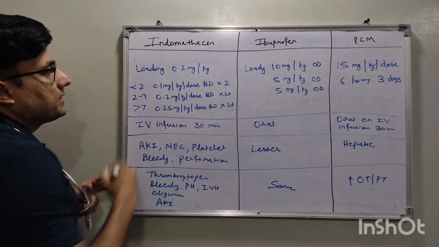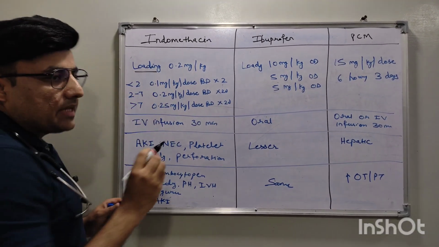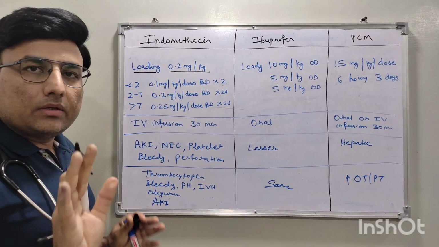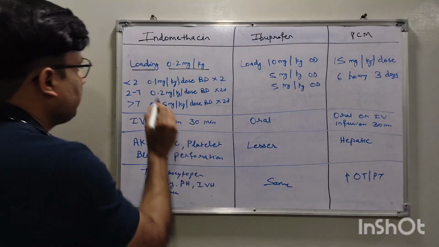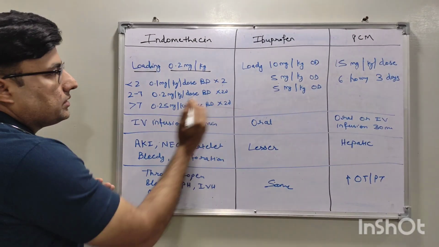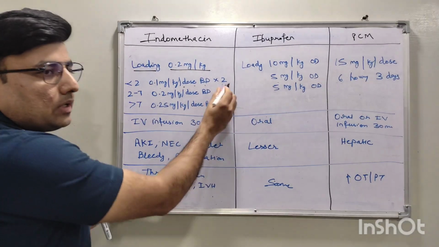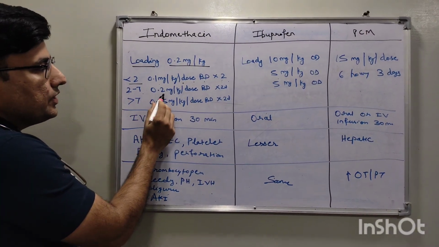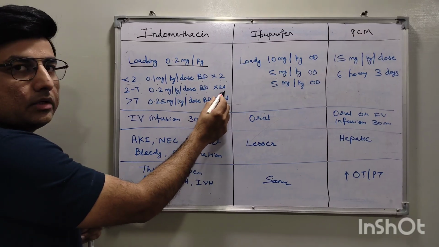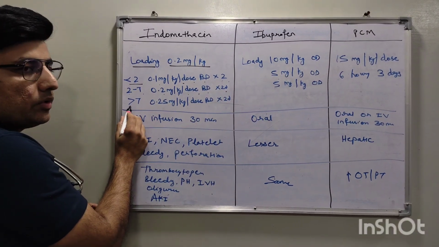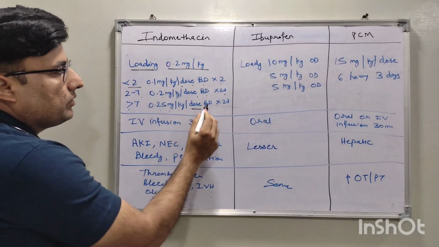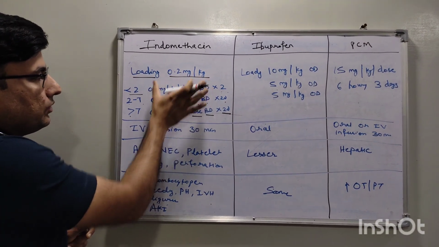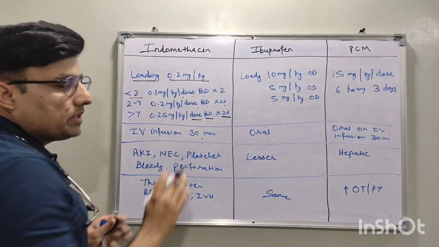So first is Indomethacin. Indomethacin IV is available. Loading dose is 0.2 mg per kg over 30 minutes by infusion. Then maintenance dose 0.1 mg per kg per dose 12 hourly for 2 days if the baby is less than 2 days old. Between 2 to 7 days, 0.2 mg per kg per dose 12 hourly, 2 doses. If the baby is more than 7 days, 0.25 mg per kg per dose 12 hourly, 2 doses. So this is the dose of Indomethacin infusion. We have to give the IV infusion over 30 minutes.